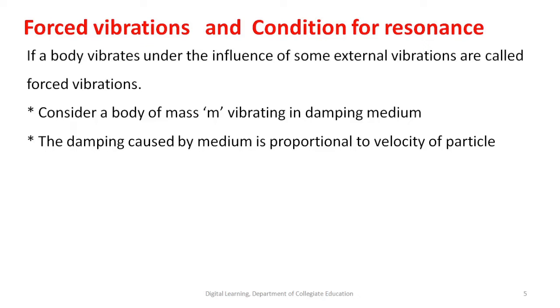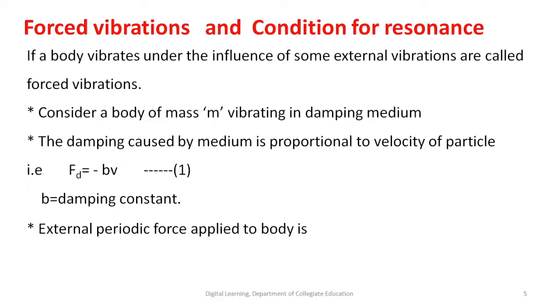The damping produced by the medium is proportional to the velocity of the particle, that is given by the force due to damping. Since it is always in the opposite direction, we have to take a minus sign. Fd is equal to minus b into v. Let us call this equation number 1, where b is called the damping constant, and v is the velocity of the particle.